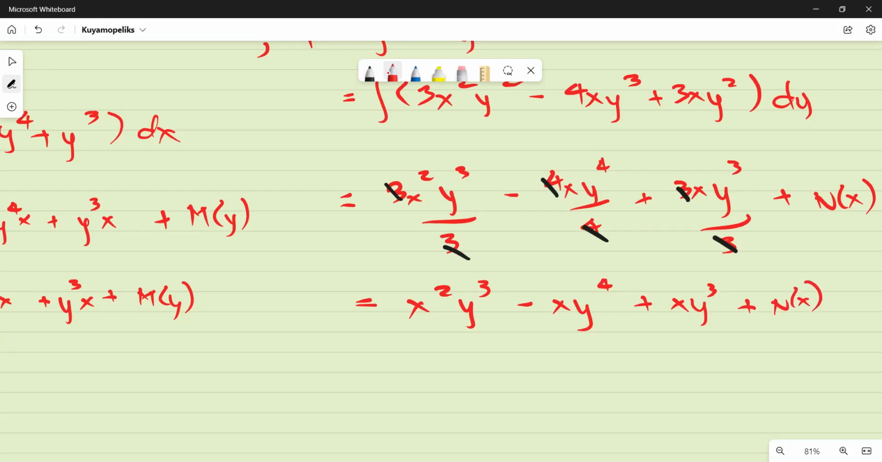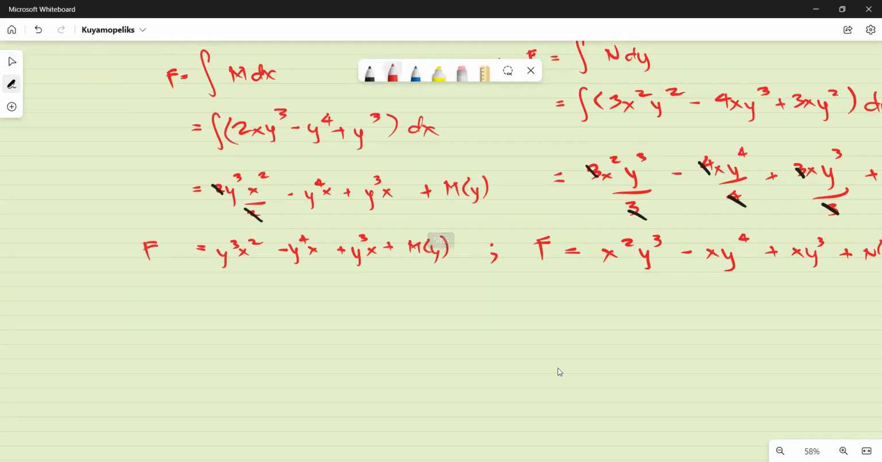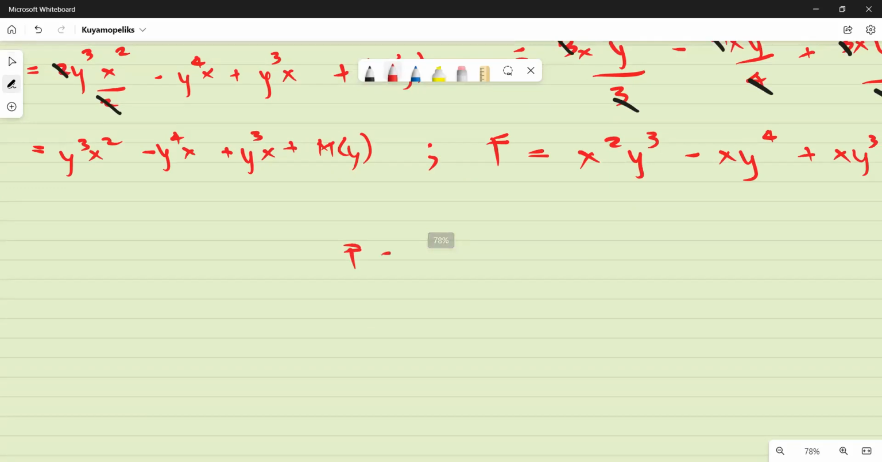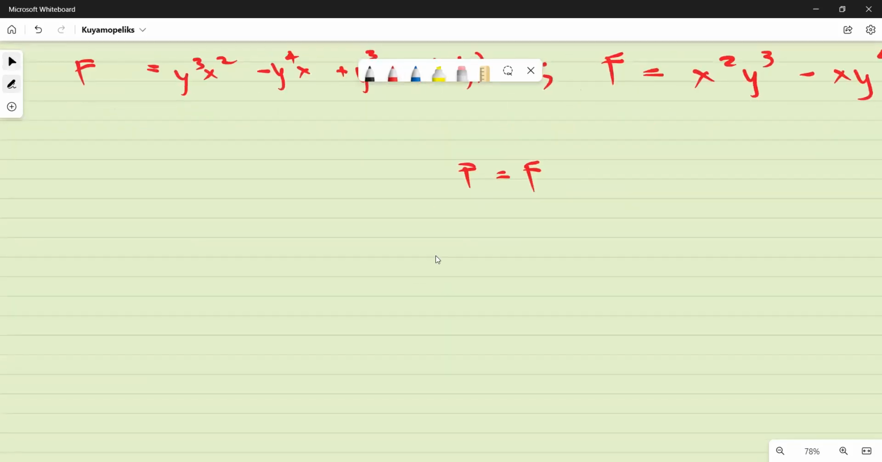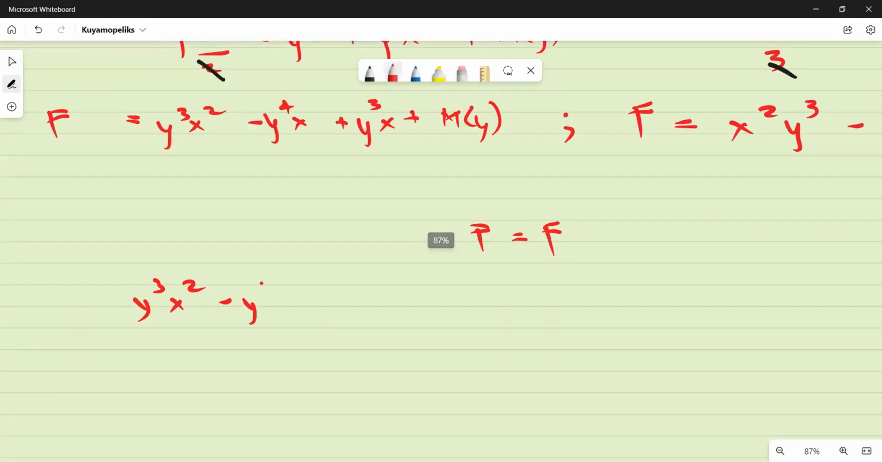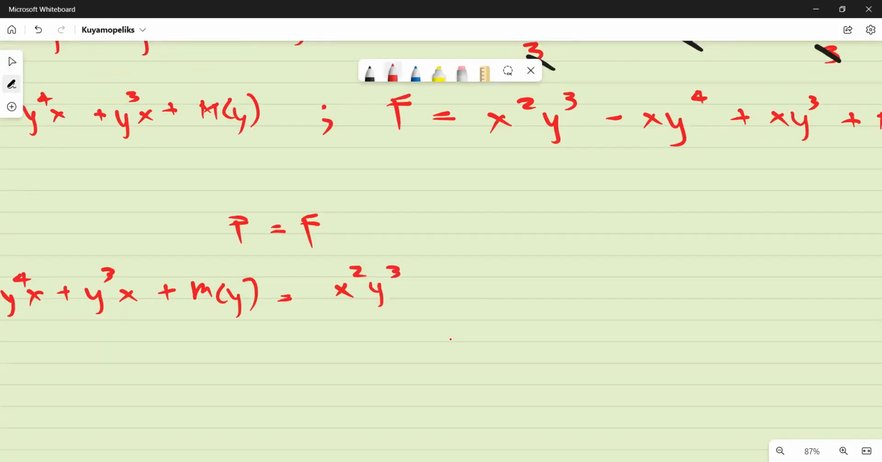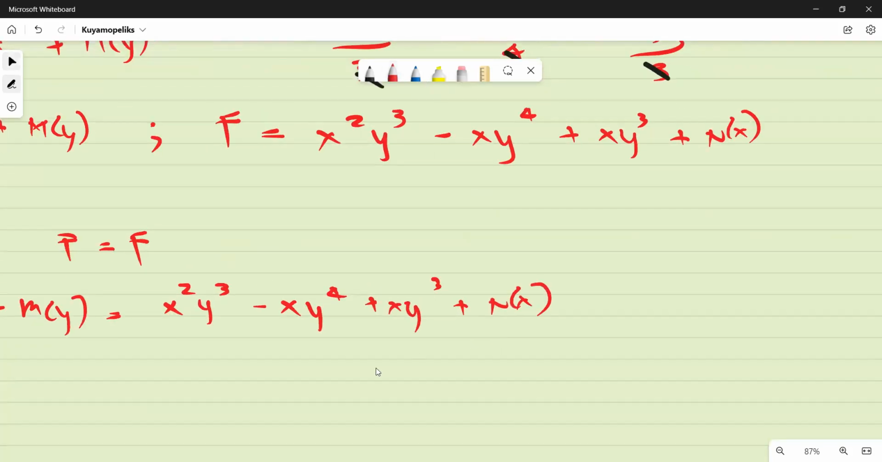n of x. Ayan na, meron tayong dalawang f, no? And ito yung isa nating f. And what we're going to do is we're going to use similar equations para ma-solve natin yung m of y at n of x. And sige, lista lang natin. Maging ano yan? Y cubed x squared minus y to the fourth x plus y cubed x plus m of y is equal to x squared y cubed minus xy to the fourth plus xy cubed plus yung n of x natin.